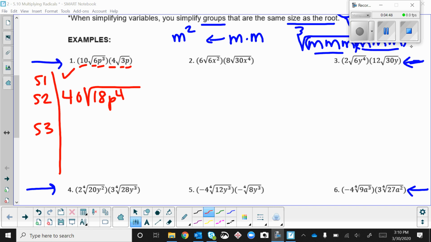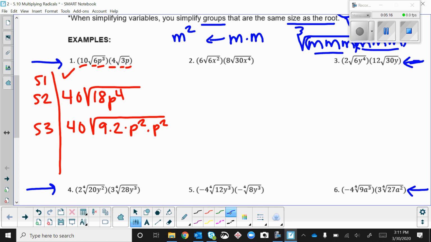So we're trying to look for perfect squares in 18, and there is a perfect square of 9. So I'm going to factor 18 as 9 times 2, and then I want to break up the p to the 4 in groups of 2. So p to the 4 has 2 groups of 2 like that. And then I'm going to simplify those.